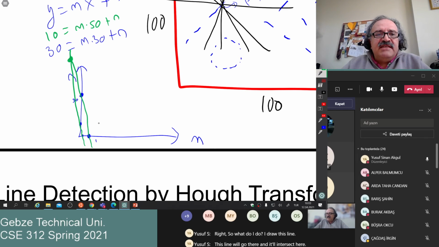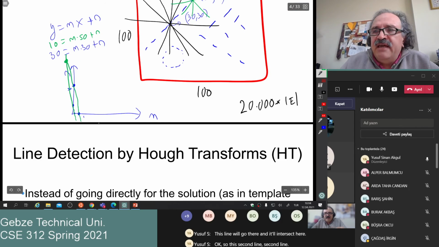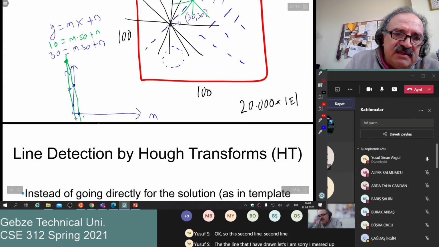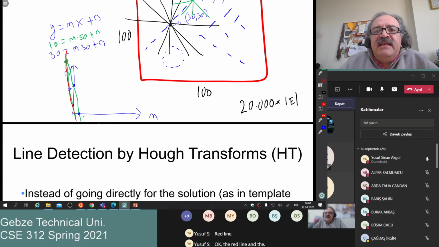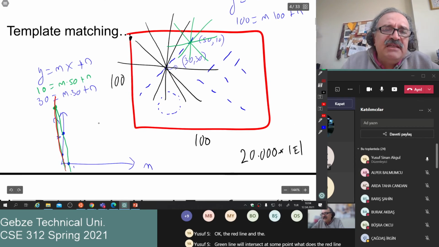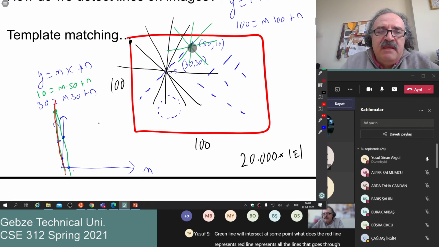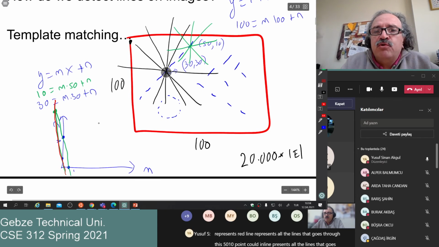Okay, so this second line, the line that I have drawn, I am sorry, I messed up with the colors. The second line, let me make this red line. The red line and the green line will intersect at some point. What does the red line represent? The red line represents all the lines that go through this 50-10 point. The green line represents all the lines that go through this point.